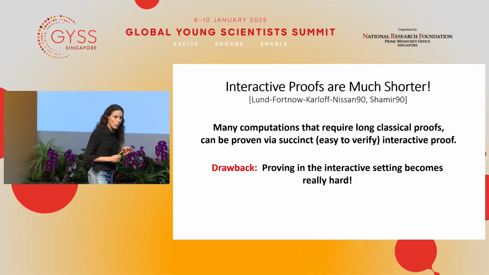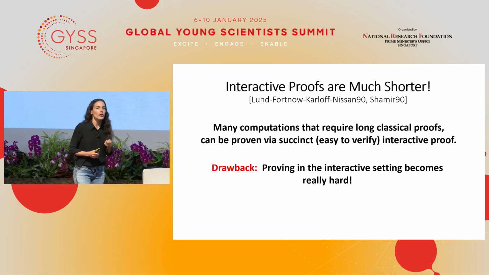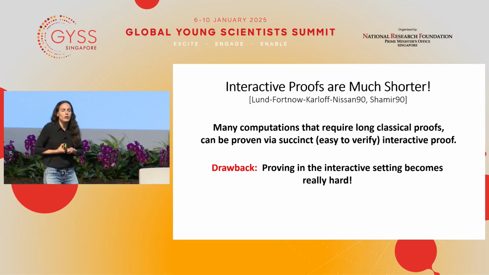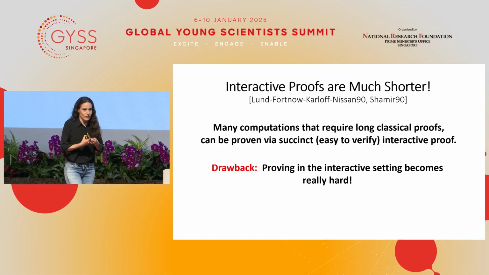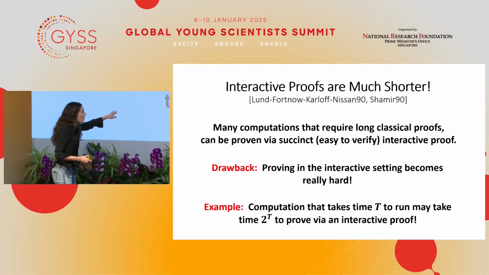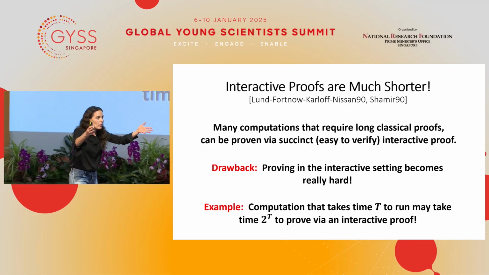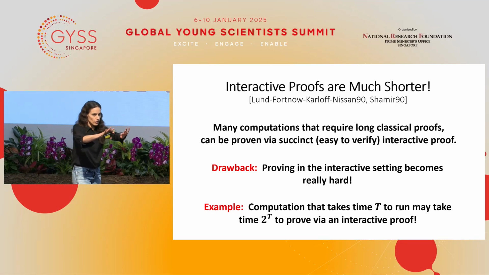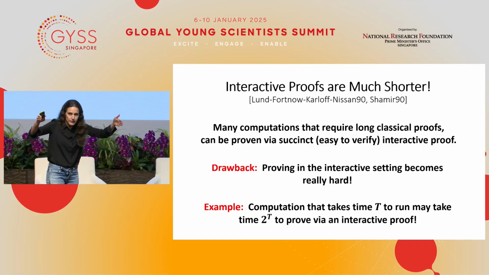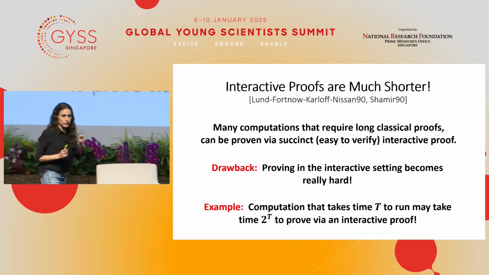And the drawback was that while it's very easy to verify, it's very hard to prove. So the prover now needed to work much, much more to convince the verifier. In particular, let's say I want to prove to you that I ran a computation that takes time t. You don't want to run in time t. T is too much. But I'm going to prove to you I ran the computation, it takes time t, and the output is 1. I can do that with an interactive proof.